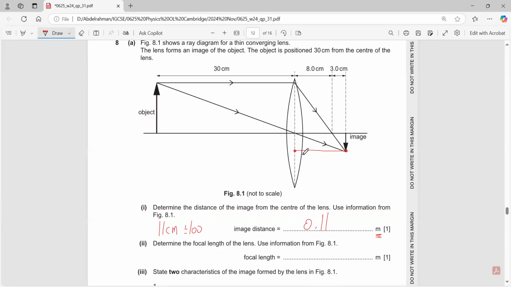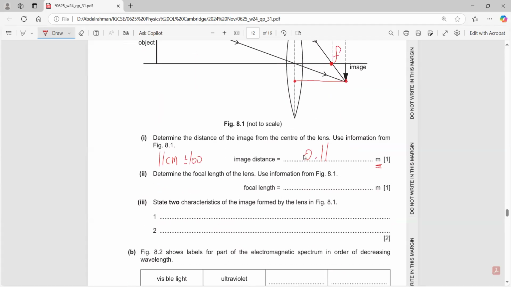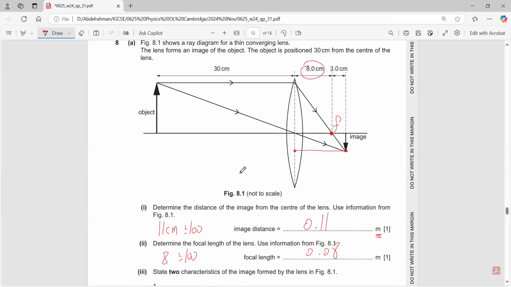The focal length of the lens. Can I find the focal length? Yes. It's 8. At this point, this is F, the focal length. So it's 8 centimeters. Again, we need to convert it to meters. So 8 divided by 100, which is 0.08. Excellent. Why is it 8? Because a parallel ray is refracted and has to pass through the focal point.